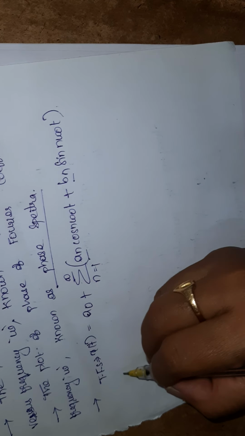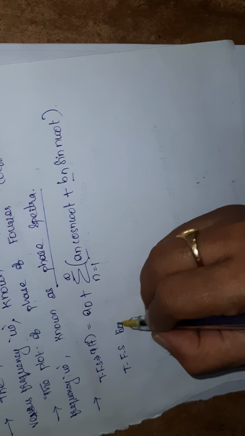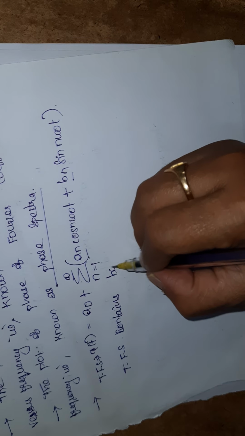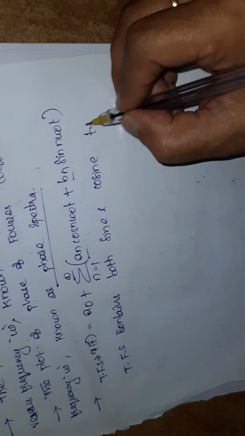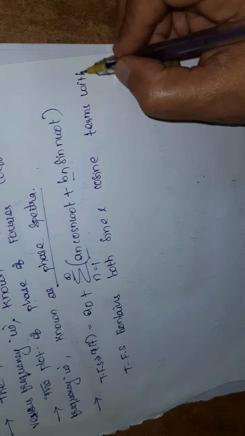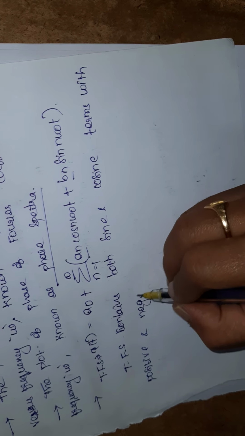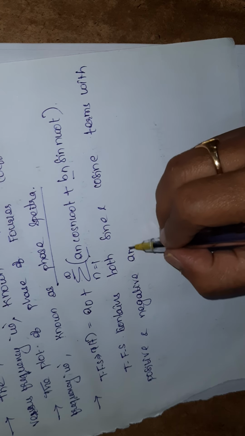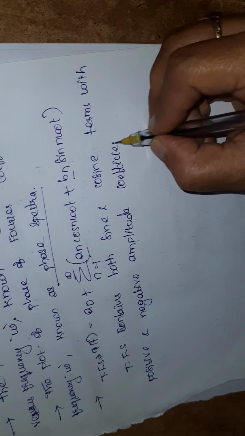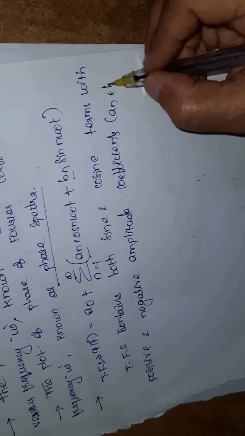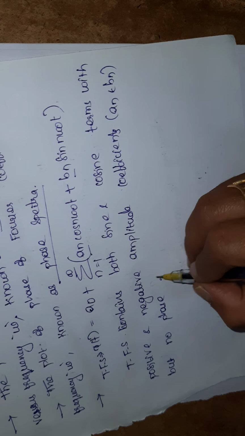So I am writing here: TFS, trigonometric Fourier series, contains both sine and cosine terms with positive and negative amplitude coefficients, An and Bn, but no phase angles.